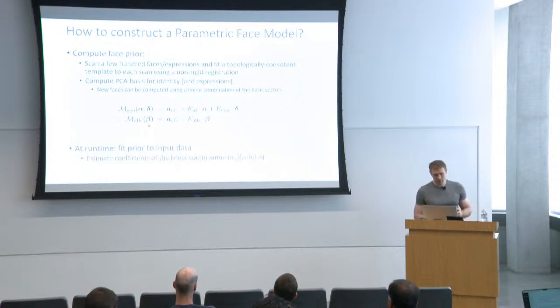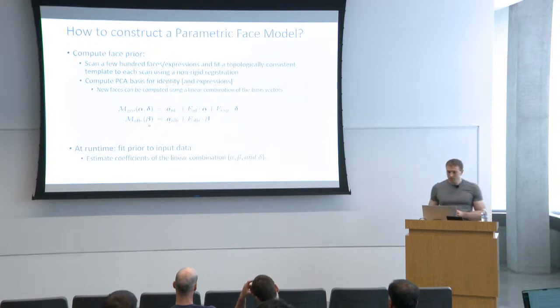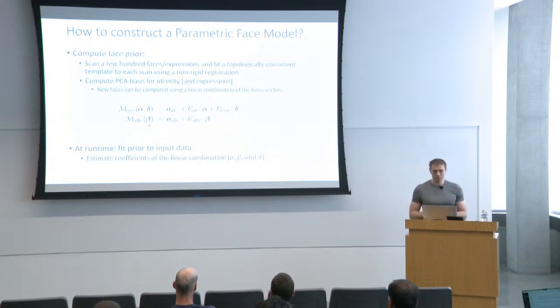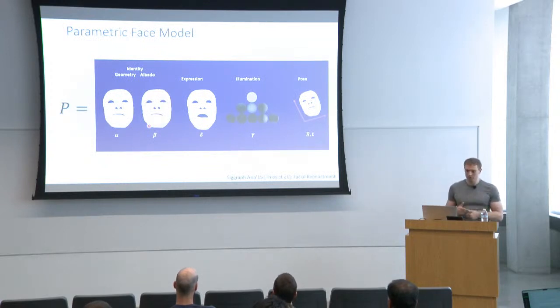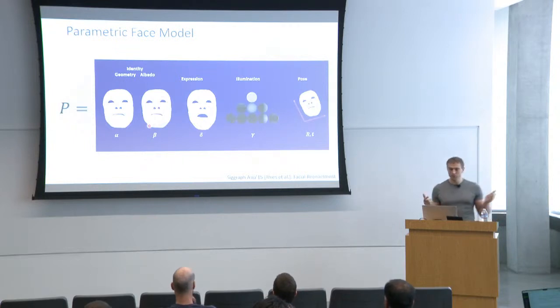Well, we do this because at test time, once we have created such a model, we want to fit this prior to some input data. So we want to, for instance, take a point cloud and, from this point cloud, estimate these coefficients that I have here. And in most of our work, we've used a couple of these coefficients for geometry, albedo, expressions, illumination and pose.